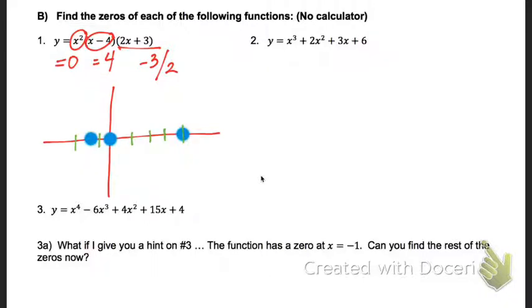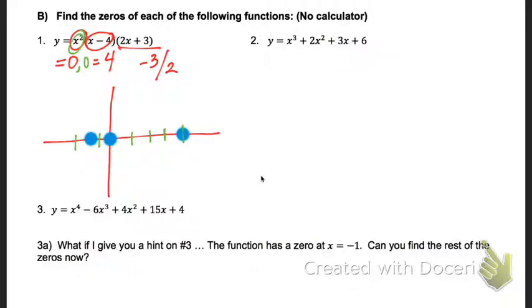I have a question. You said that the number of solutions is the highest degree, so why can we have 3 here? This is x squared. It's like saying 0, 0, 4, negative 3 over 2. We only have to write the 0 one time, but it's a double root, meaning it bounces at the graph. So it's like counting it twice. We do have 4 solutions, but only 3 unique ones.